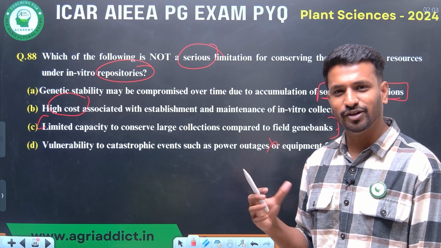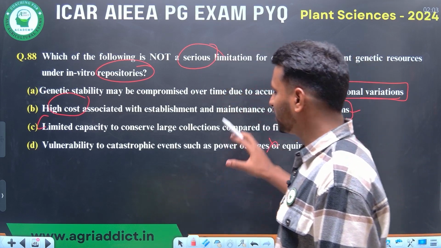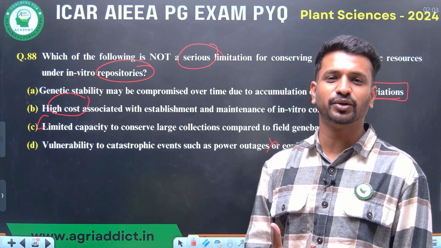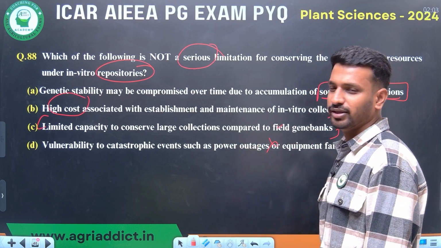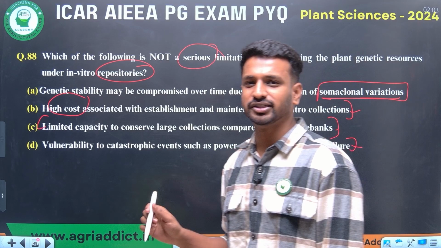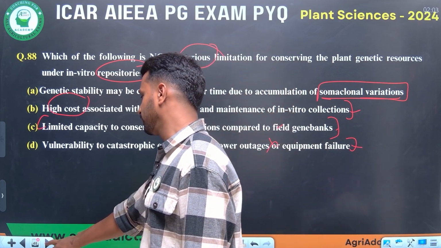Although capacity will be lower, agreed, but there is no serious limitation to using this in vitro technique. That's how we can conclude that the third one will be the most suitable one, which is not a serious limitation for this in vitro method.